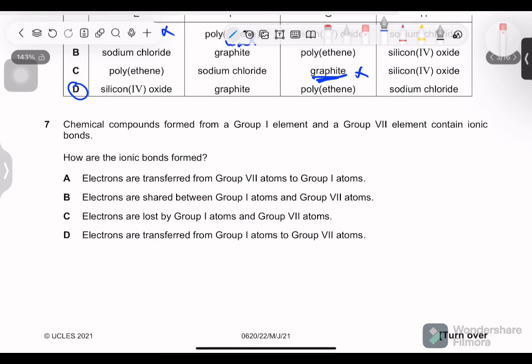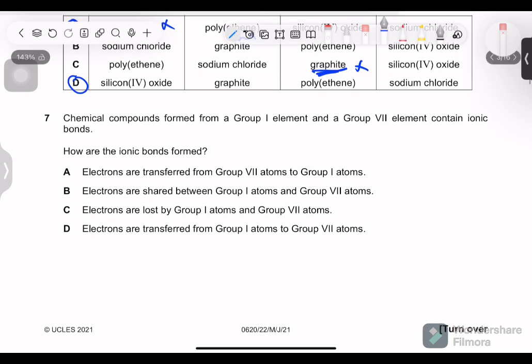Chemical compounds formed from a group 1 element and a group 7 element contain ionic bonds. How are the ionic bonds formed? So electron transfer takes place. These are the cations. So electrons are donated by the cations to the anions.